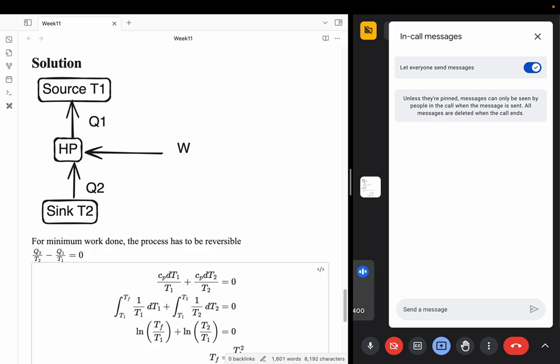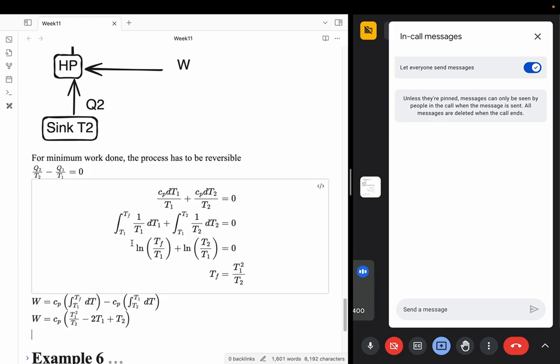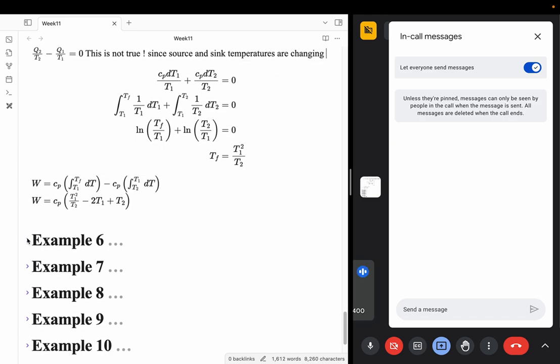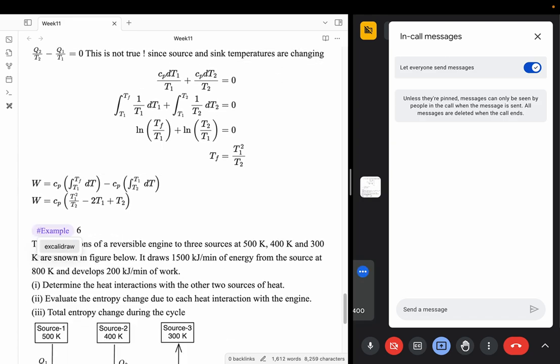All that you have to know is the source and sink temperatures are not constant. Then you have to just perform the integration. You cannot write this equation. This is not valid. Okay, I think there are no questions in this, so we can move to the next problem.